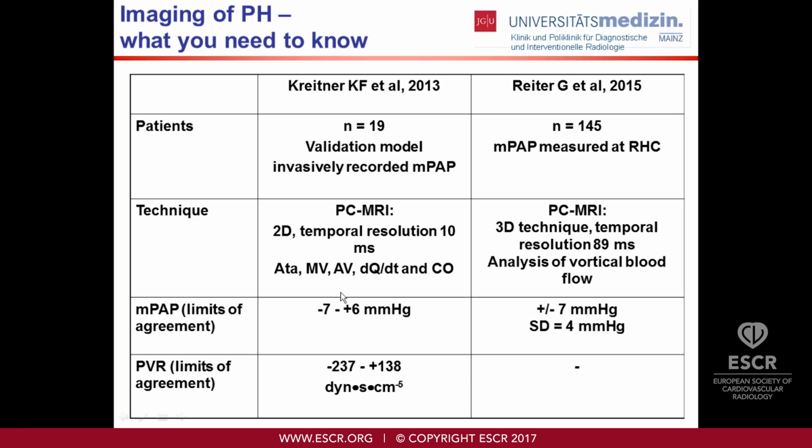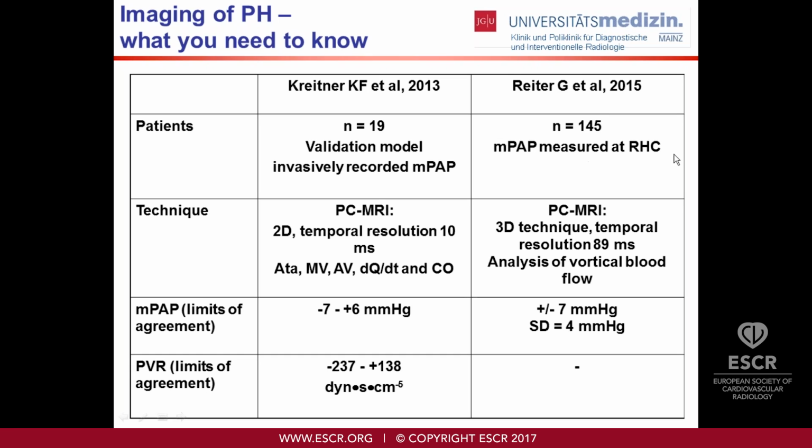Gettreiter was available in his large study in patients with suspected pulmonary hypertension, and in comparison with right heart catheterization, where the standard deviation is really very, very low, and he achieved an accuracy of more than 90% in assessment of the severity of pulmonary hypertension.